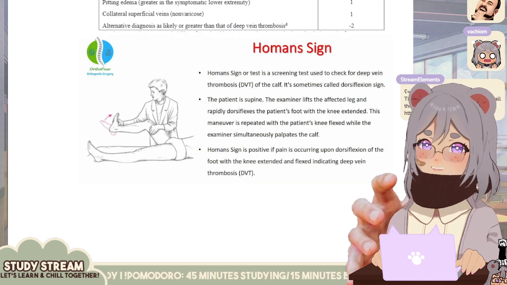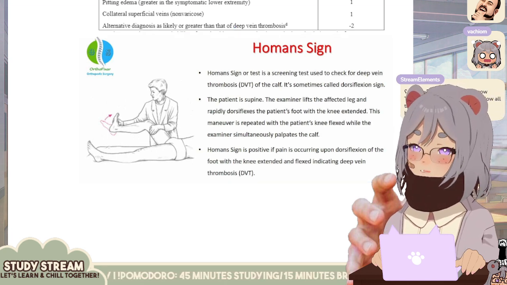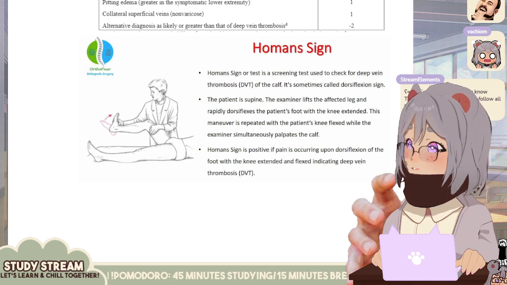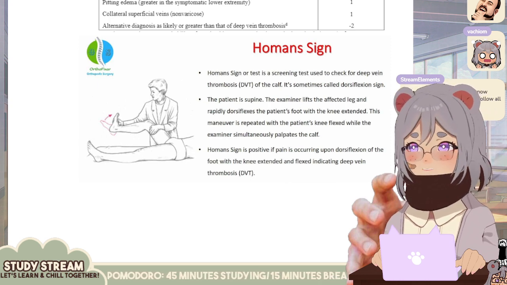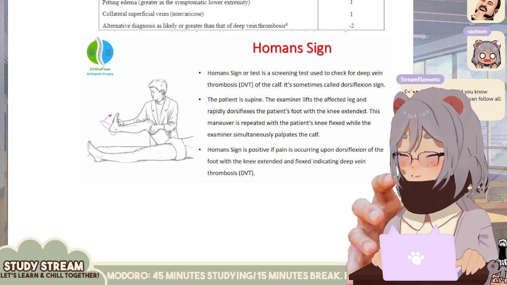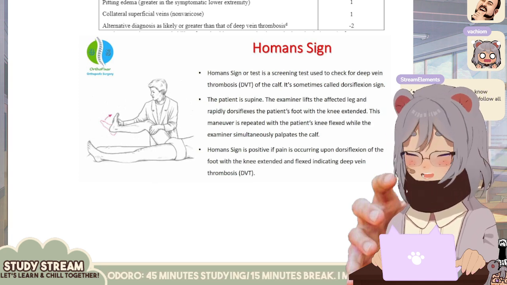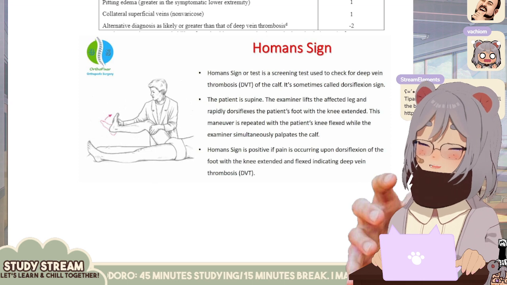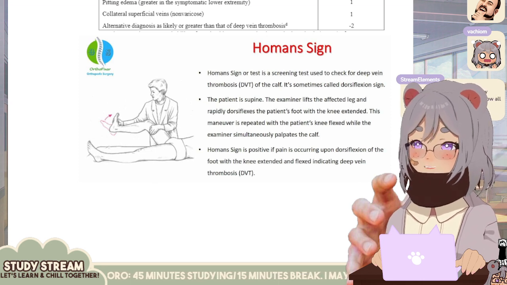Alright, so the Holman's test is to screen for deep vein thrombosis. You might get a blood clot, and this is the deep vein thrombosis, and what's scary about it is that it can travel up to your heart and kill you, basically.